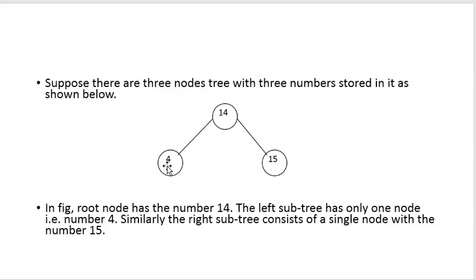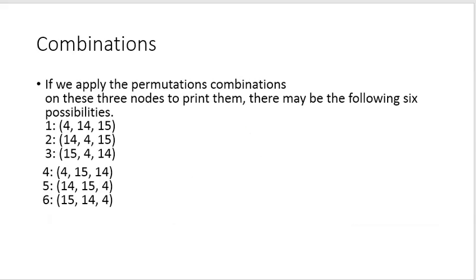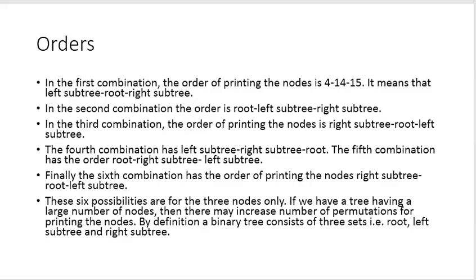First you write the left one, then the root, and then the right one. In the second you write the root, then the left, and then the right. Then you write right, left and root, then left, right and root, then root, right, left, then right, root and left. So there were 6 combinations in which you can write the order of the tree.